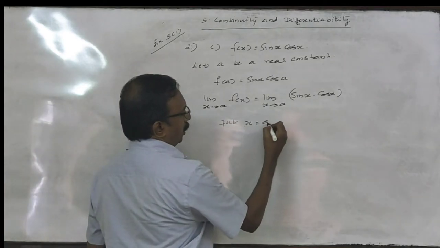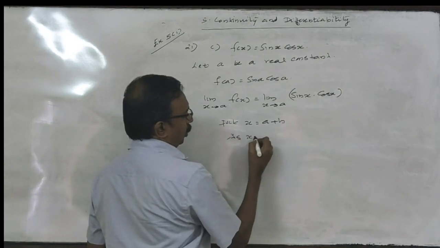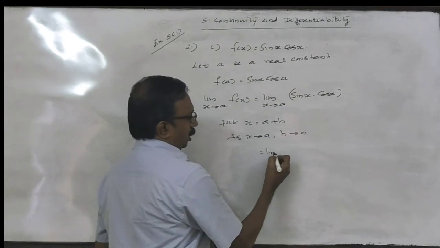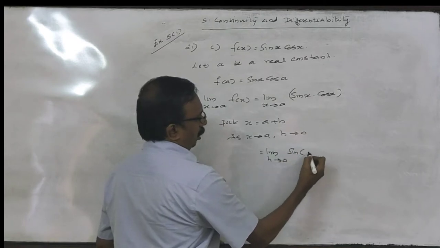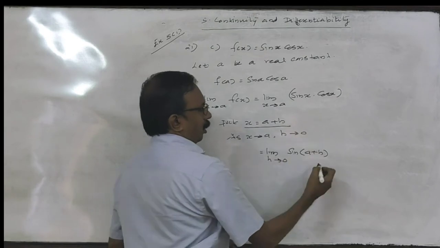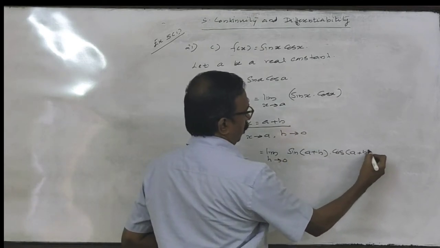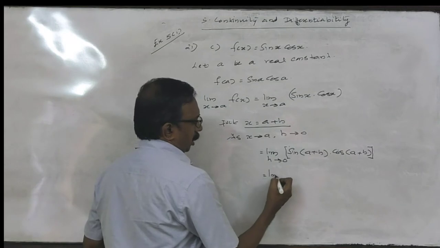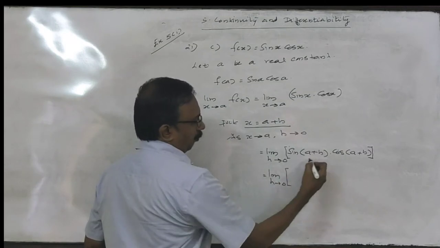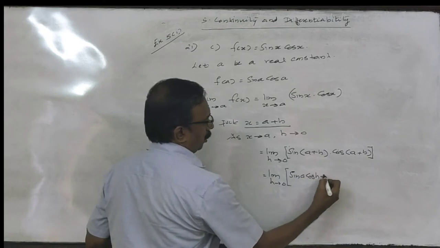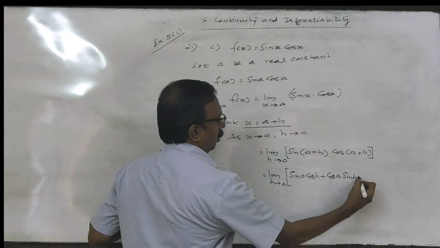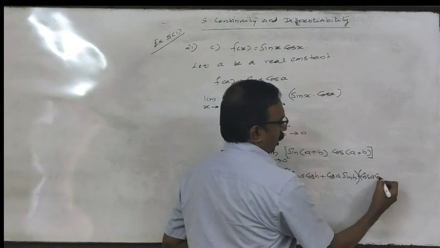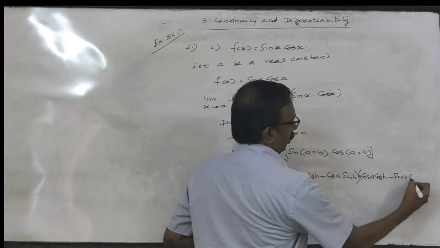x is equal to a plus h, as x tends to a, h tends to 0. Therefore, the limit becomes limit h tends to 0 of sin (a plus h) into cos (a plus h). Now sin (a plus h) is sin a into cos h plus cos a into sin h, into cos (a plus h), which is cos a into cos h minus sin a into sin h.